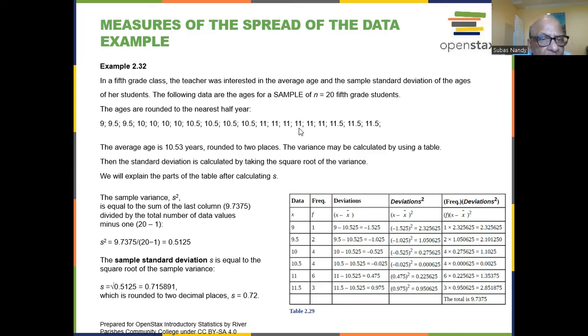9, 9.5, 9.5, 10, 10, 10, 10, 10.5, 10.5, 10.5, 10.5. How many 10.5s are there? 1, 2, 3, 4. How many 11s are there? 1, 2, 3, 4, 5, 6. So 6 11s.